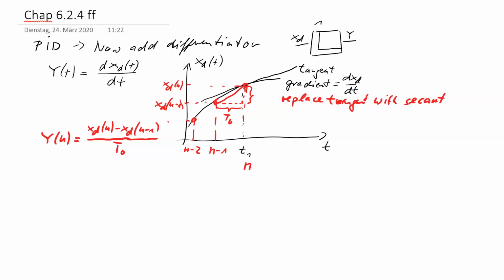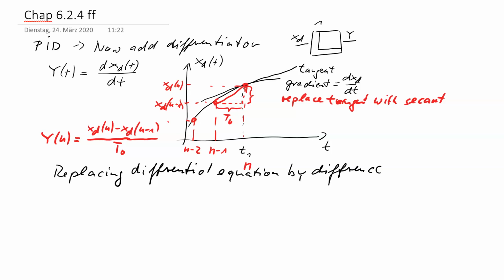This is the reason why this method I used in chapter 6 is called replacing the differential equation by a difference equation. A differential equation contains differential quotients, and we replace this with a difference quotient. It's the difference between two time points, sampling times. It's the difference between voltage points. So we replace the derivative by a difference quotient ratio.